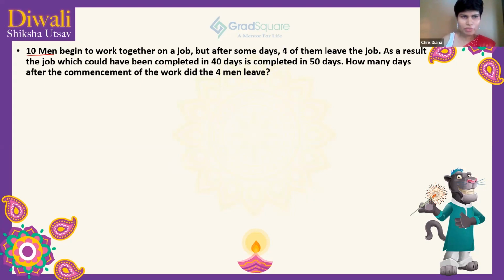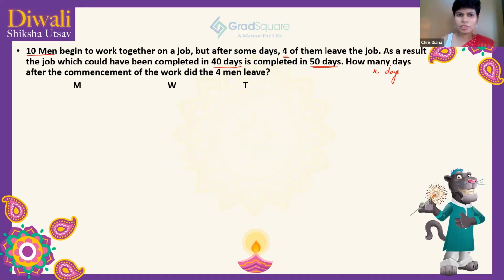So 10 men could have actually completed the job in 40 days, but now it is being completed in 50 days, when 4 of them leave. How many days after the commencement of the work did 4 men leave? So let them leave after X days. Now let's note down all the data.